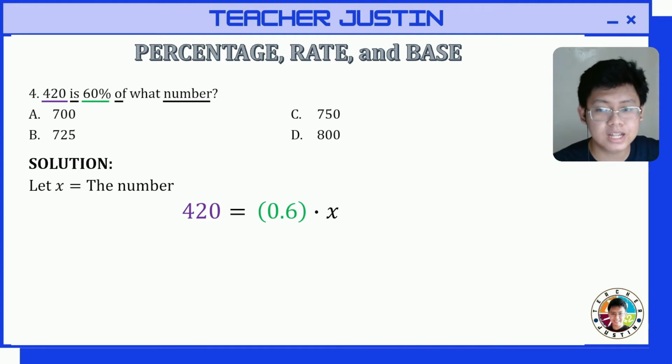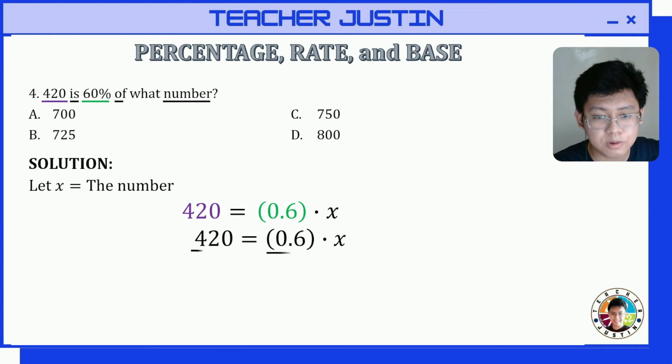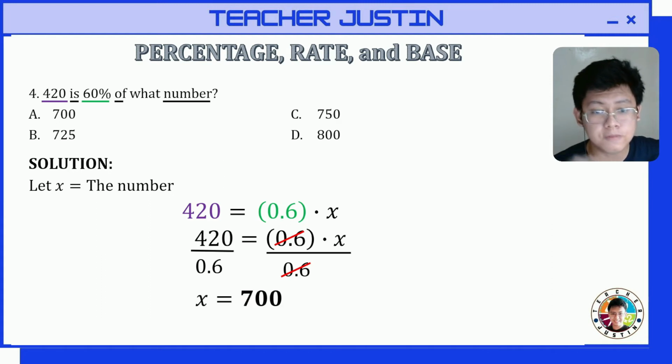Okay, so let's solve by dividing both sides by 0.6. Para ma-isolate natin yung variable x. So we will have 420 divided by 0.6. So that will give us a quotient of 700. Therefore, to answer our question, what is the number? It will be letter A, 700. And that's it. Ta-da! Alright.